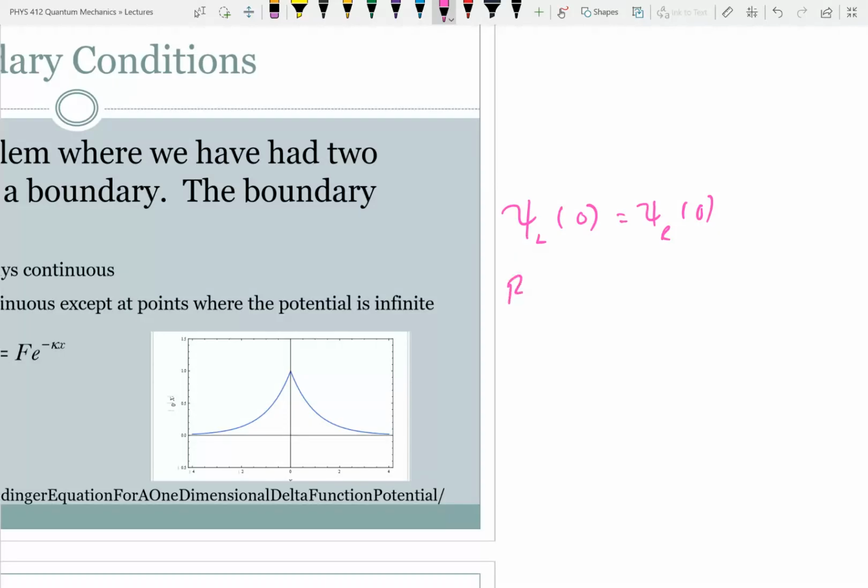Now putting in the functions we had, b e to the kappa times 0 must equal f e to the minus kappa times 0. Well, e to the kappa times 0 is 1. And so that means b must be f.